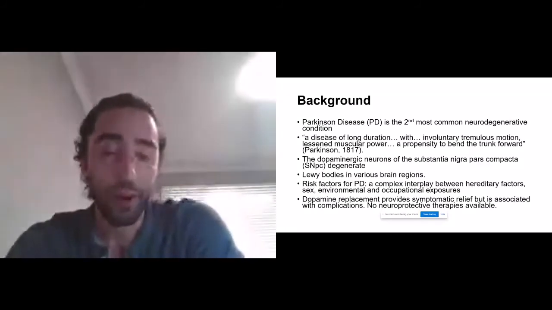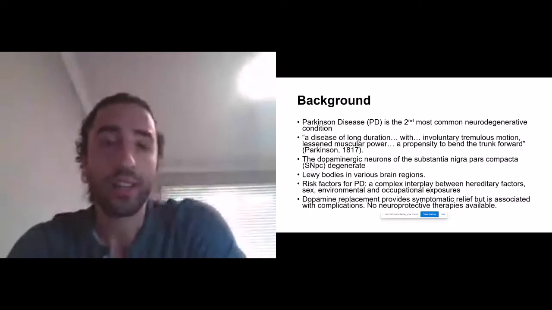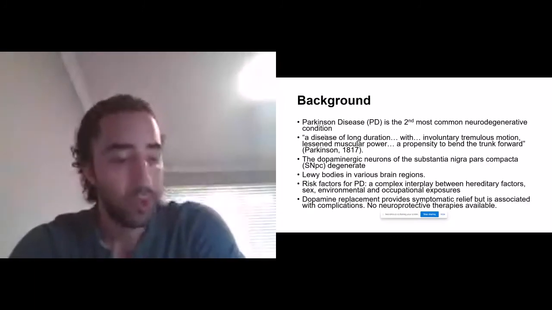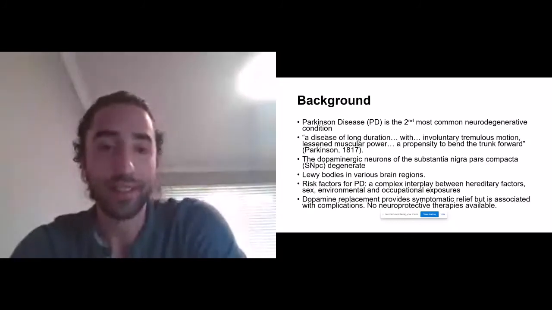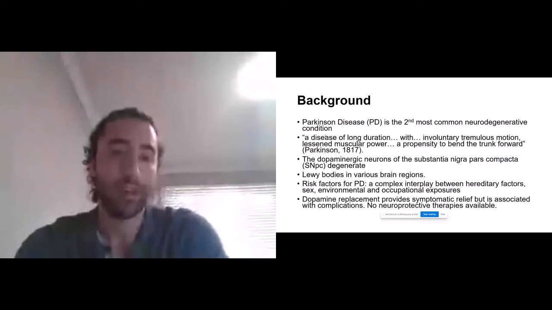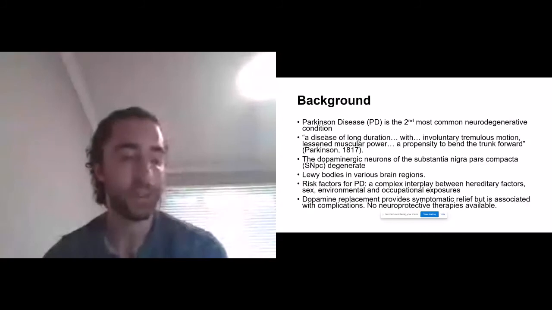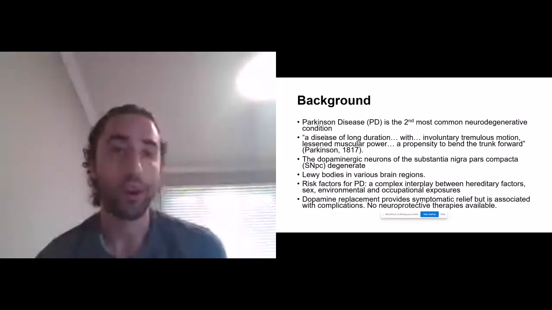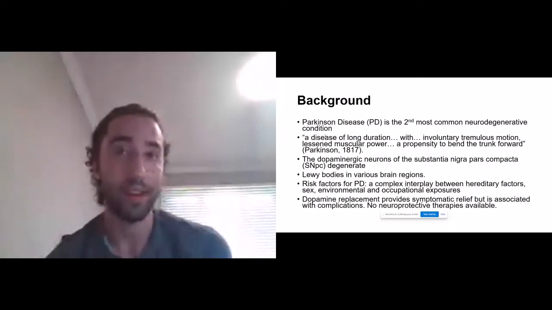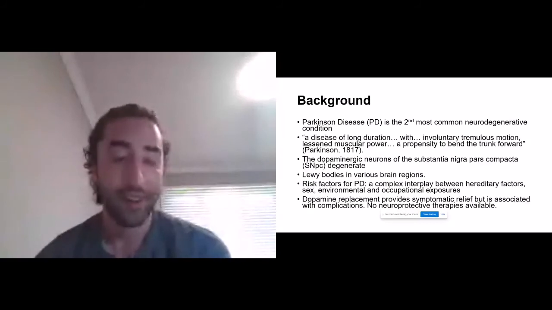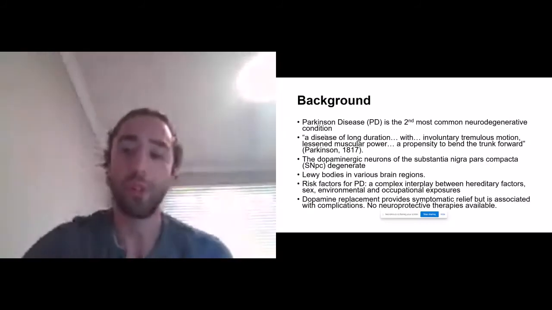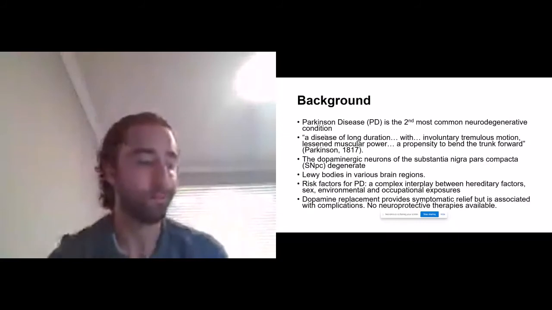The risk factors for Parkinson's disease include a complex interplay between hereditary factors, sex, environmental, and occupational exposures. Dopamine replacement therapy is the most commonly prescribed treatment for Parkinson's disease and consists of levodopa, which is a dopamine precursor, along with carbidopa, a peripheral dopamine decarboxylase inhibitor. And these treatments fail to slow or stop the pathogenesis of Parkinson's disease.